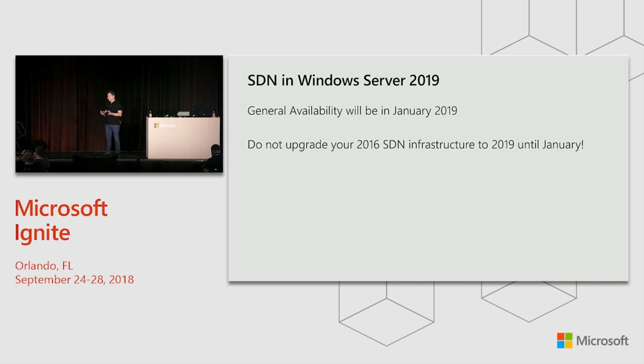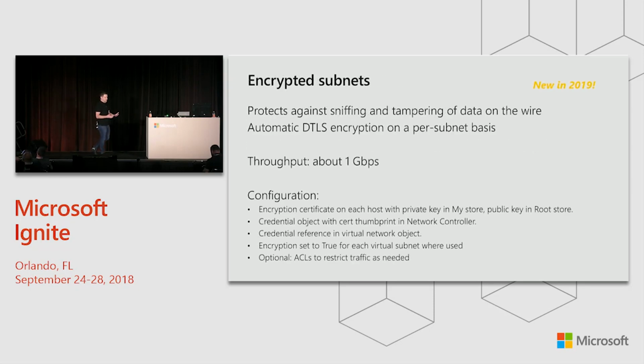So the key thing, though, for all of you, if any of you have deployed 2016 and are using that in production, don't upgrade it to 2019 yet, because it'll upgrade the network controller, but it won't actually put it into a 2019 state. You'll still be running on the old 2016 network controller code in there. So we recommend you don't do that until January when that's updated.